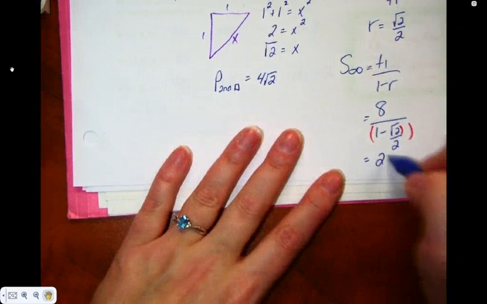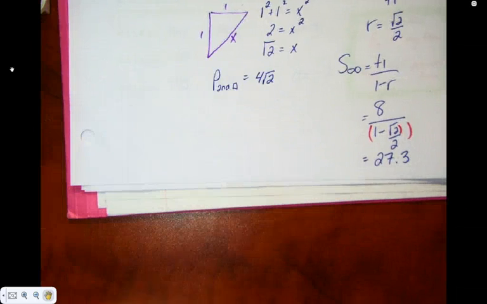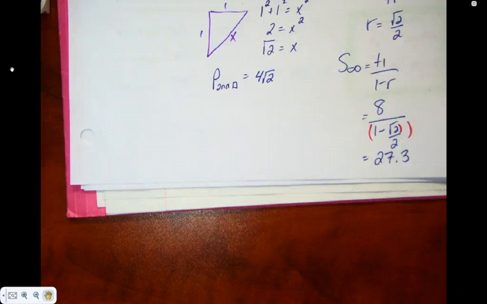Is that rounded, or was there more after the 3? Okay, so rounded to 1 decimal place. Can we just confirm 27.3? Okay, so just try it again. Divide by 0. No dividing by 0. Oh, I see. So 8 divide, open bracket, 1 minus root 2, close bracket, divide by 2, close bracket.